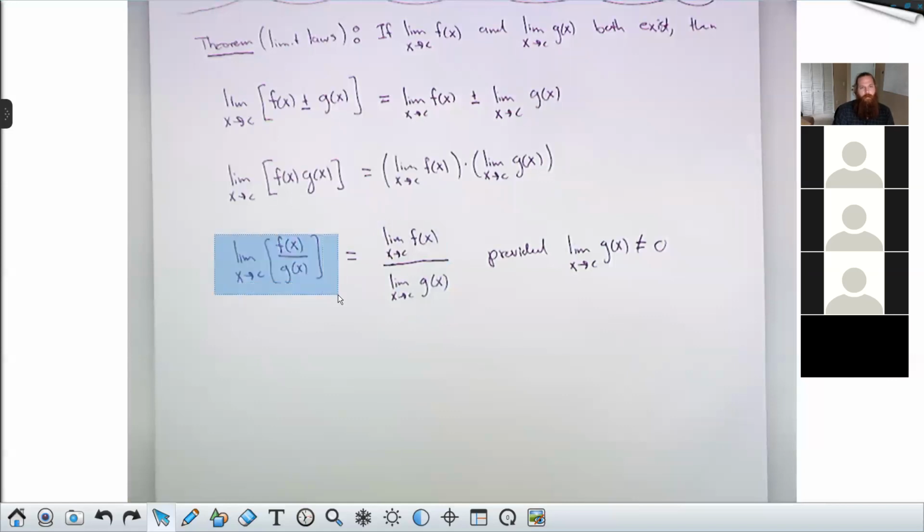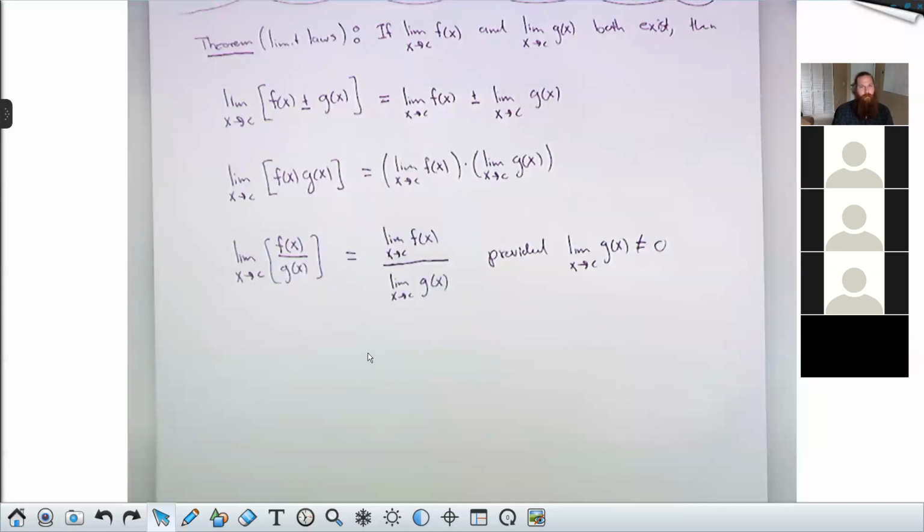So if you were trying to take a limit like this and you didn't know what this graph looks like, but you do know what this graph looked like and this graph looked like, then this says it's okay to take the limit of the top and bottom separately as long as the bottom isn't 0. If the bottom is 0, then splitting like this isn't advantageous.